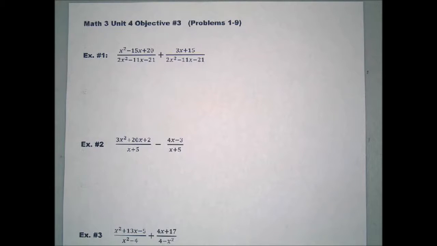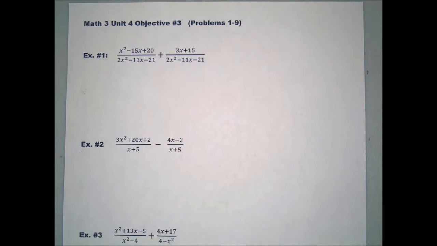Okay, folks, we're moving on to Objective 3. Now, on Objective 3, we're adding and subtracting rational expressions, which means there's a new thing involved, and that is the common denominator. That's the biggest difference between multiplying and dividing. When you multiply and divide, you don't need a common denominator. When you add and subtract, you do.